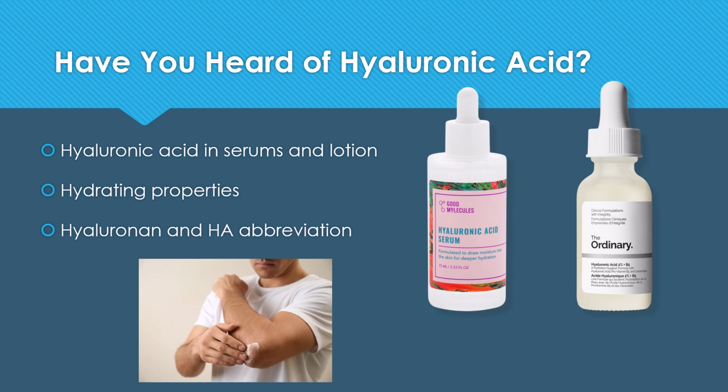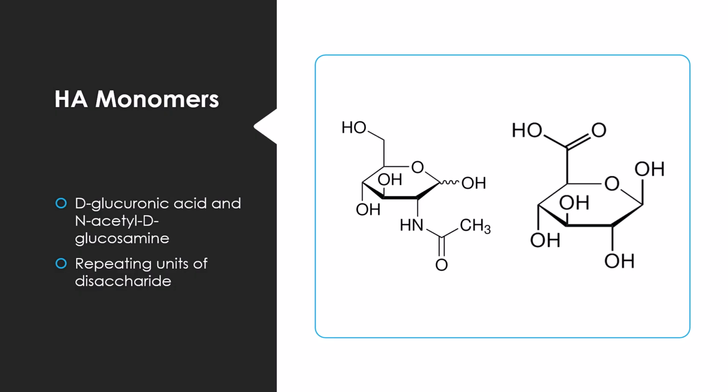This form of hyaluronic acid is formed from plant sources through bacterial fermentation. An alternate name for hyaluronic acid is hyaluronin, and it can also be abbreviated to HA. Hyaluronic acid is a polysaccharide that is made up of repeating units of a disaccharide. The disaccharide is made up of monomers of D-glucuronic acid and N-acetyl D-glucosamine. The molecule pictured that is on the right is D-glucuronic acid, and the molecule on the left is N-acetyl D-glucosamine.